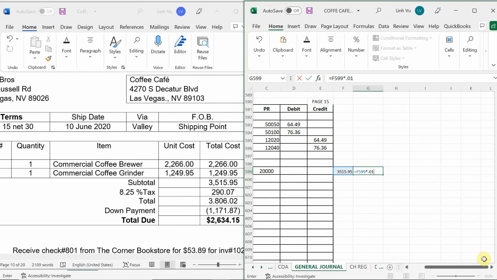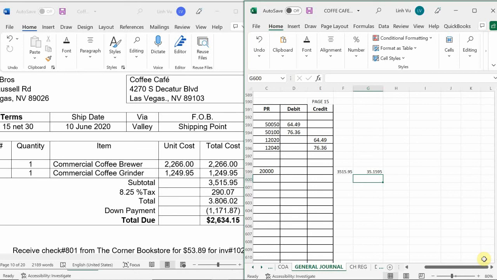What is 1% of 3,515.95? $35.16. Okay, 35.16, right? Now in this case, right?